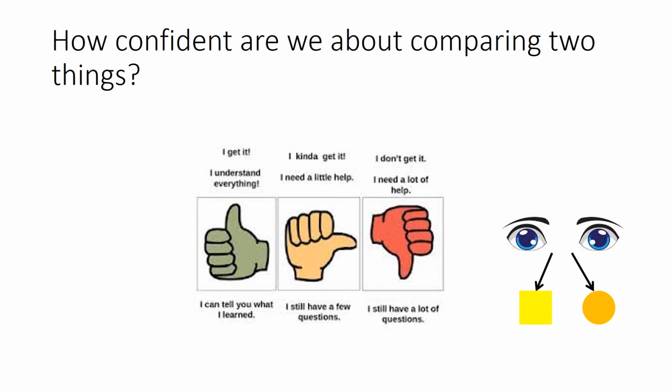Okay, quick pause then in this lesson. So I want you to write down at this point how confident you feel about comparing 2 things. So you've looked at a few similarities and a few differences yourself. So how confident do you feel looking for those things yourself? So maybe you get it, you understand everything, you could talk about what you've learned, you're really confident. Maybe you kind of get it, but you need a little bit more help. Or maybe you don't get it at all and you need a lot of help.